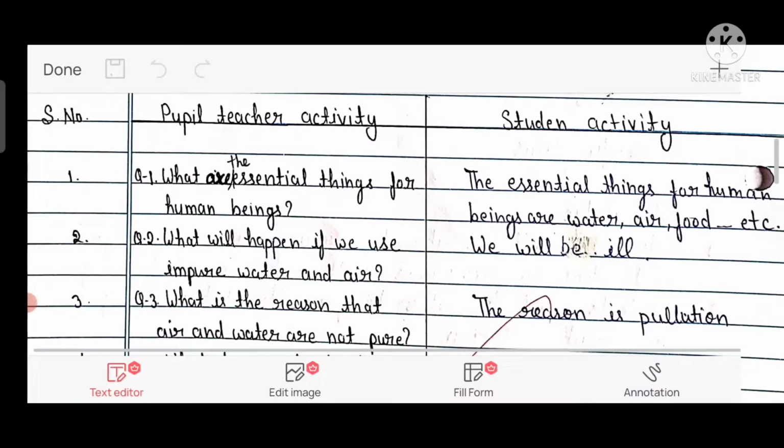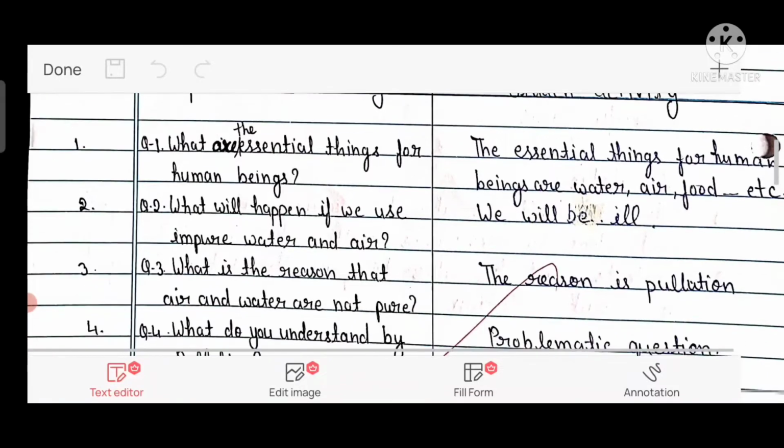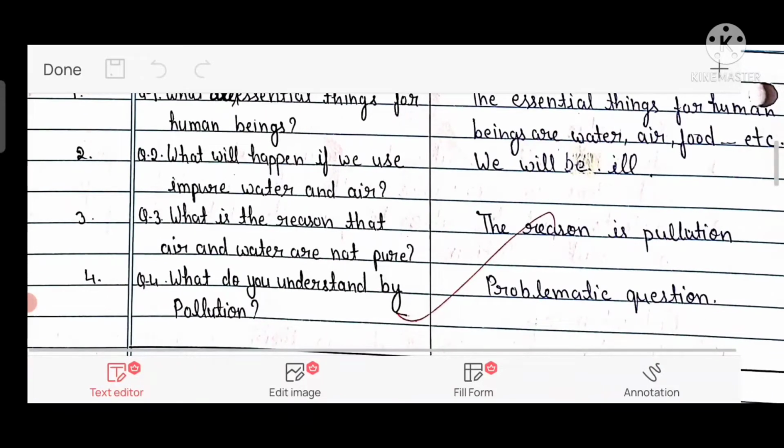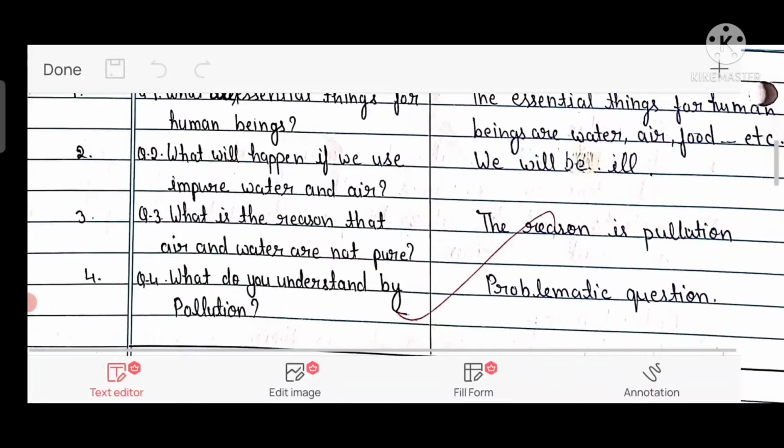First question, what are the essential things for human beings? Answer is the essential things for human beings are water, air, food, etc. Then the second question, what will happen if we use impure water and air? The answer is we will be ill. Then the third question is, what is the reason that air and water are not pure? The answer is the reason is pollution. Then the fourth question, what do you understand by pollution? This is the problematic question. Okay.